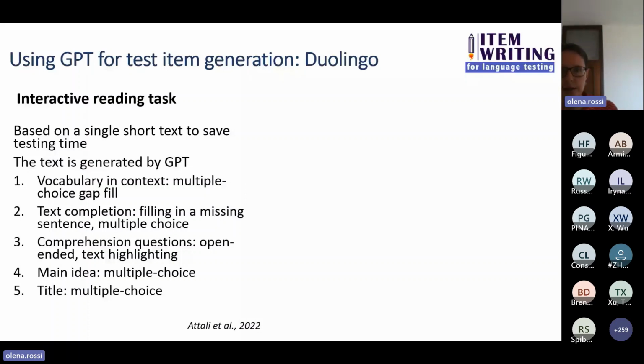Duolingo's flagship tasks are interactive reading and interactive listening. For the lack of time, I'll discuss the interactive reading task only. The interactive reading task is based on one short text to reduce testing time. The texts are produced using GPT-3, and now they have moved on to GPT-4. And the interactive reading task uses 5 item types: vocabulary and context, text completion, comprehension questions, main idea, and title.